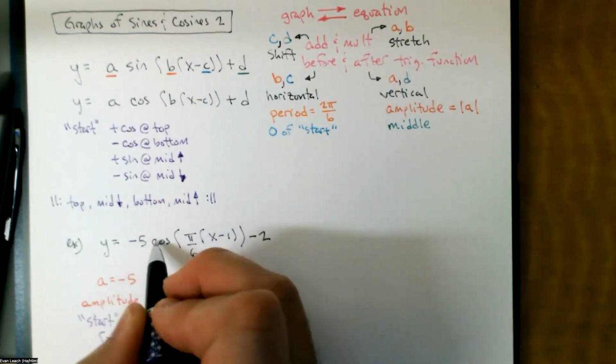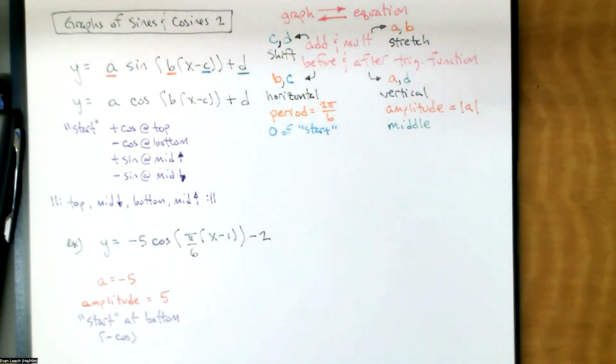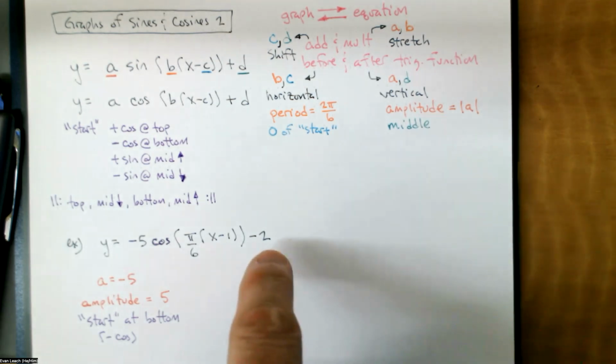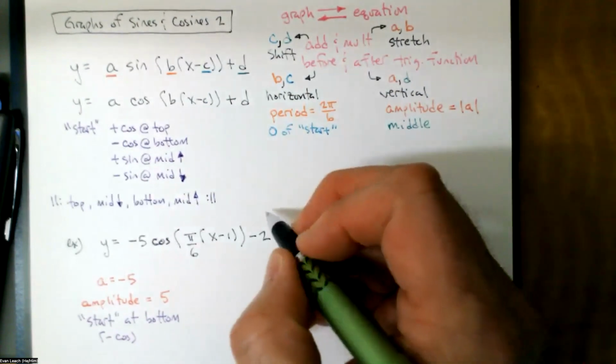We've got negative cosine. So we're going to start our graph at the bottom. The next number that we want to look at, since if we want to look at our vertical stuff, now that we have the amplitude and that we're starting off at the bottom, we can go over to D, and we can see that D is equal to -2, so the middle is at -2.